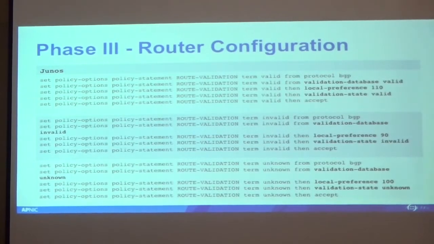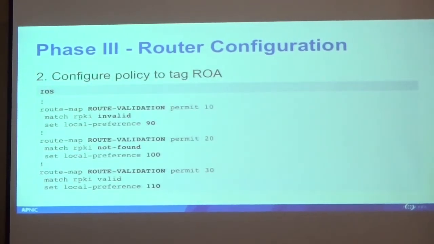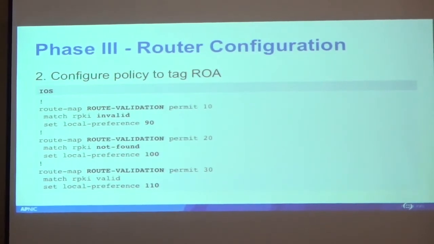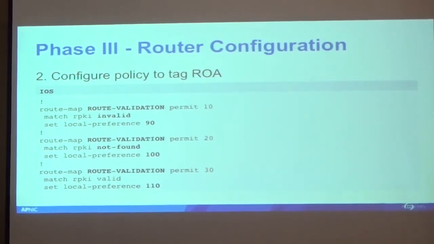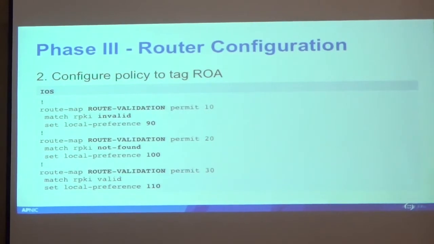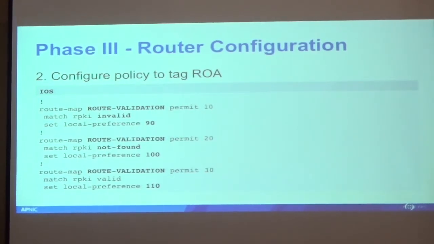This one is creating policy. Based on the information that you get, what are you going to do with it? If it's valid, do you just accept it? If it's invalid, do you drop it? If it's unknown, what do you do? So it's now up to you. You've been given the information, and you create your policy from there.